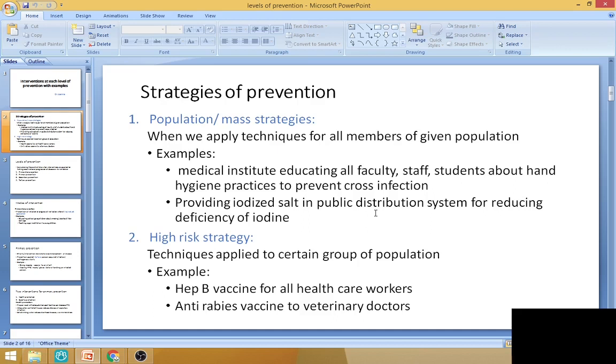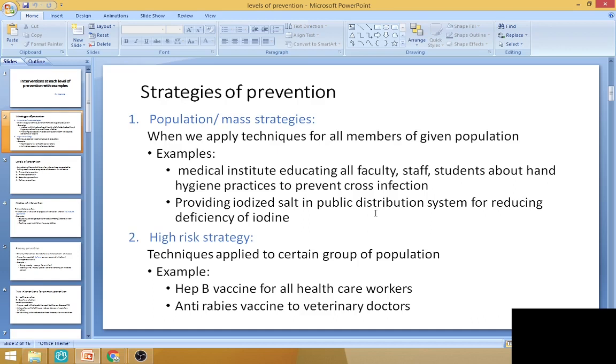Now coming to high risk strategy. What happens in high risk strategy is that such techniques or activities are applied only to a certain group of the population, only to a specified group. For example, hepatitis B vaccine will be given to all healthcare workers. Why? Because they are at higher risk of getting this infection while handling patients, or while handling any tissues or any of the fomites. Fomites means anything.